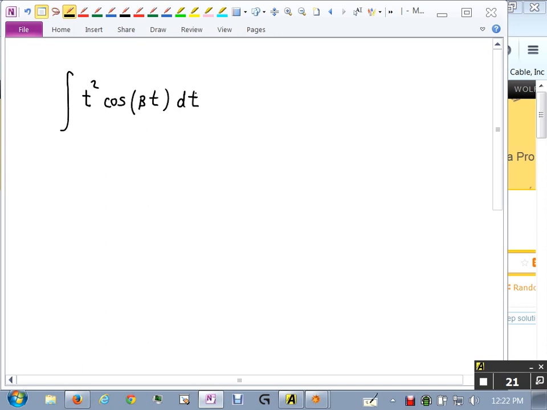I need to choose a U. What's a good candidate for my U? T squared. Because in the new integral, it's not going to be T squared, it's going to be what? 2T, or let's just say T, because the 2 can always come out. So the power is going to come down, right? But I'll still have a T there. What's going to be the other thing in that integral? What type of thing is going to be there with that T in the new integral?